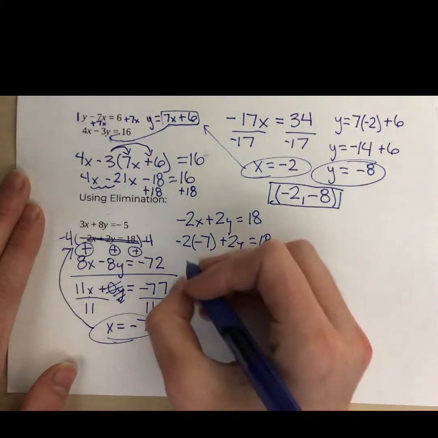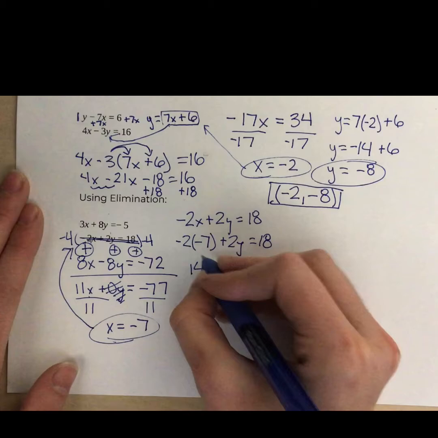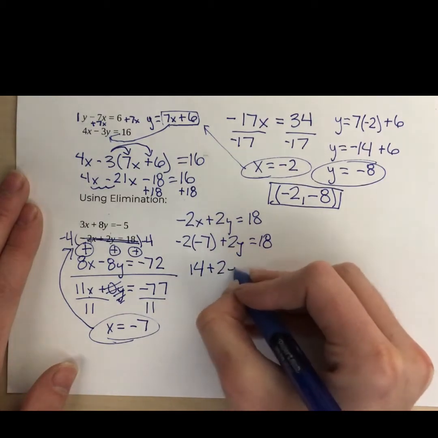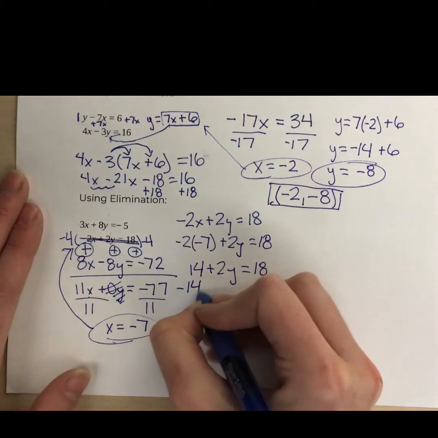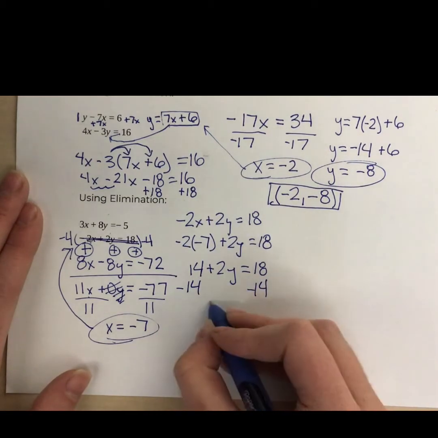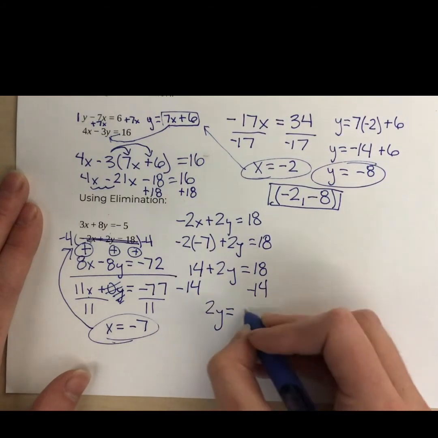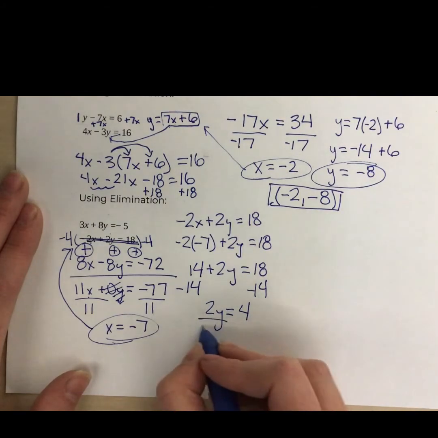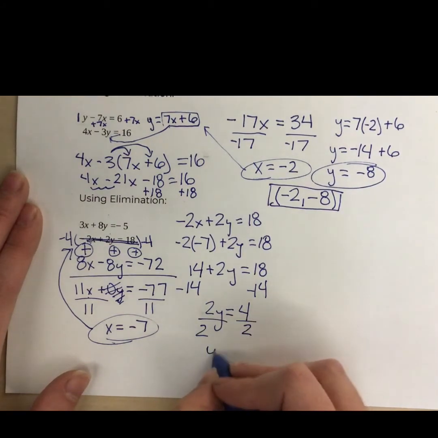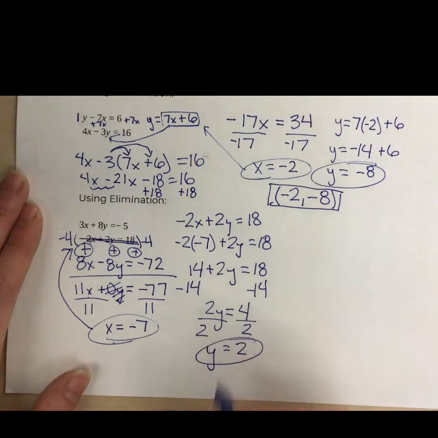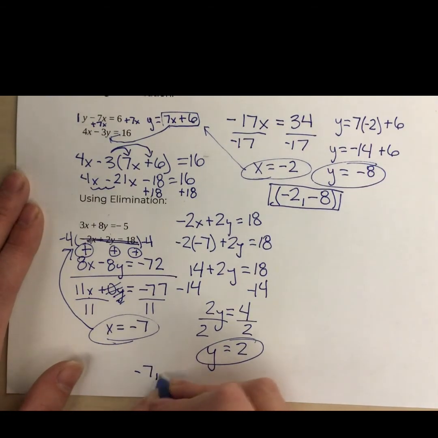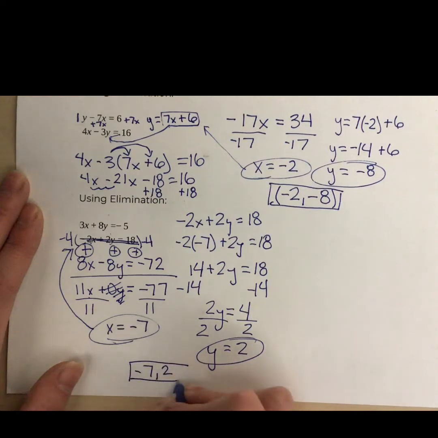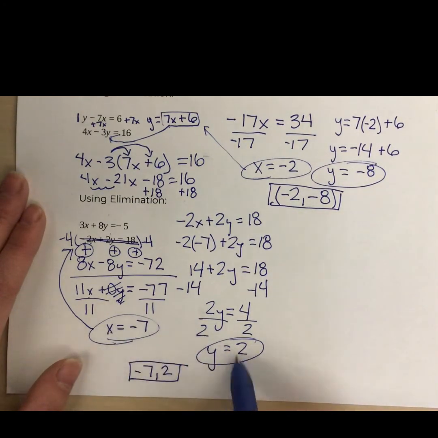And now I'm going to solve for y. So I get 14 when I multiply those two together, plus 2y equals 18, minus 14 from both sides, 2y equals 4, divide both sides by 2, y equals 2. Again, you can write this as -7, 2, or you can leave your answer as x equals, y equals.